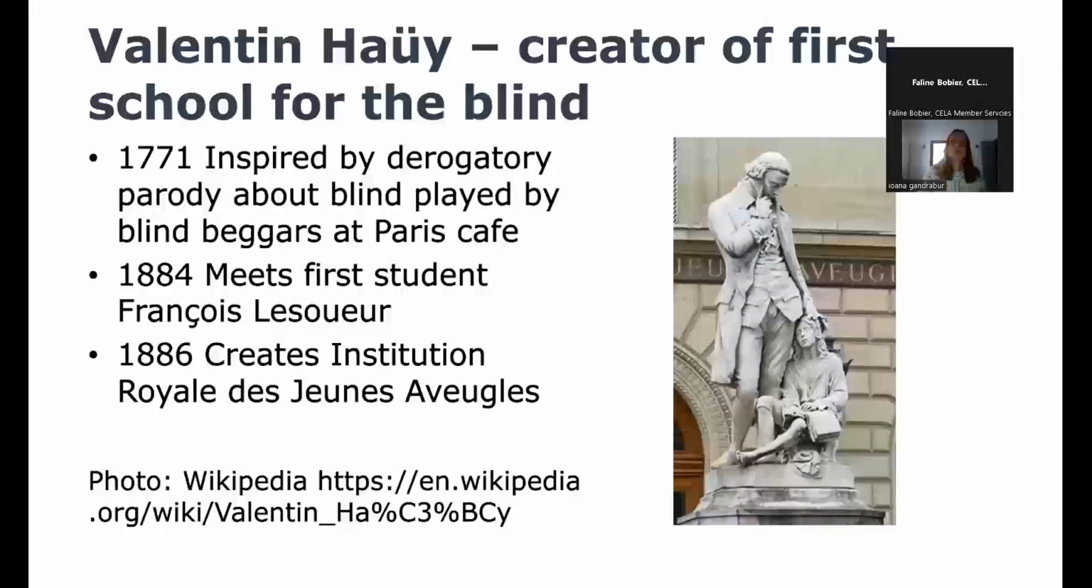He continued publishing and discussing his methods and gaining support from his intellectual peers and from the aristocracy. And sure enough, in 1786, he created the Institution Royale des Jeunes Aveugles. So this is basically the first school for the blind, which, as we will see, is the school that was frequented by Louis Braille. Next.